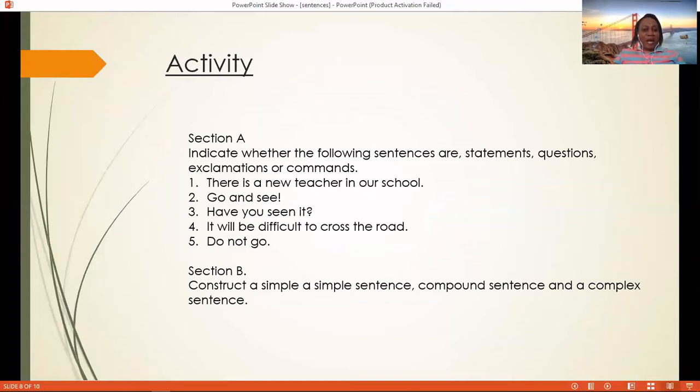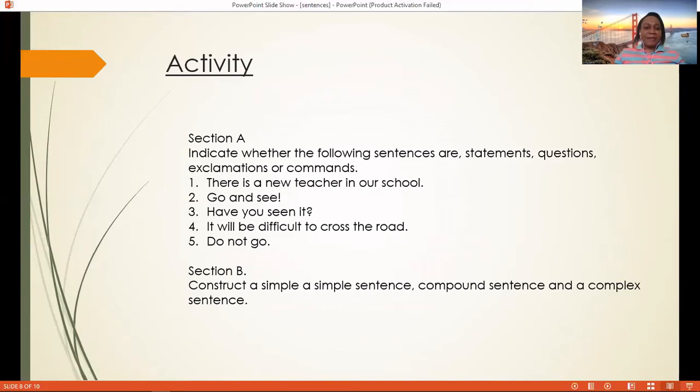Right, let's look at our activity. It's a simple activity to remind us of our types of sentences. Section A of our activity says indicate whether the following sentences are statements, questions, exclamations, or commands. You must be able to tell from the sentence what type of sentence it is.